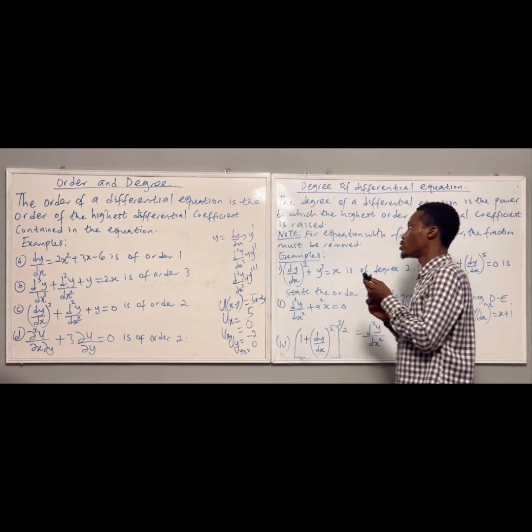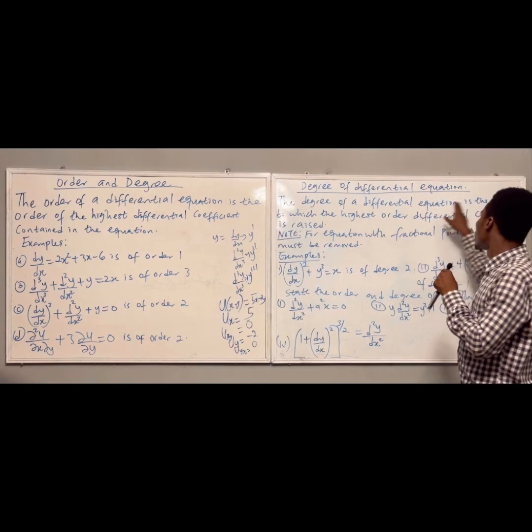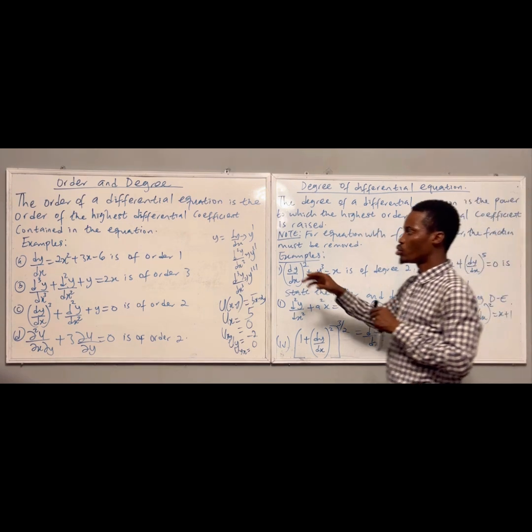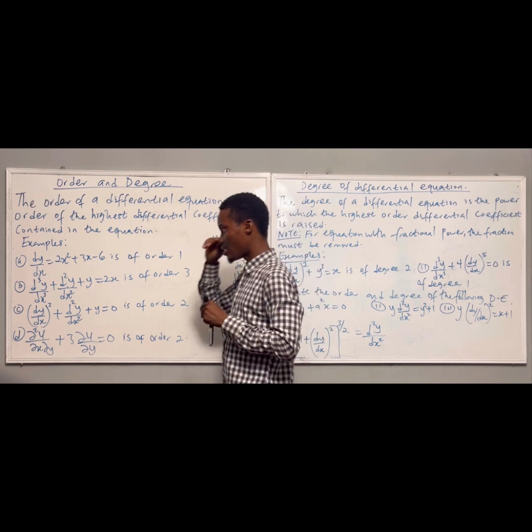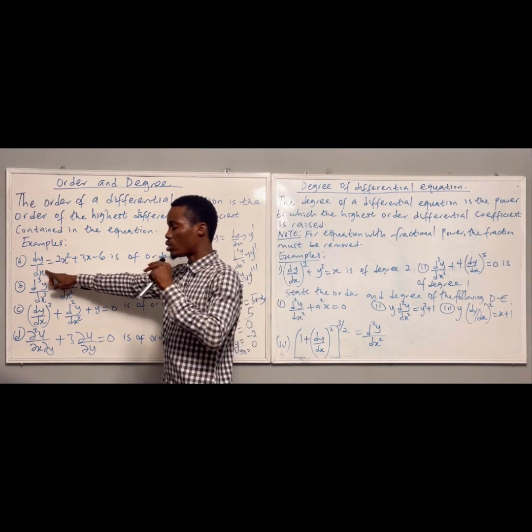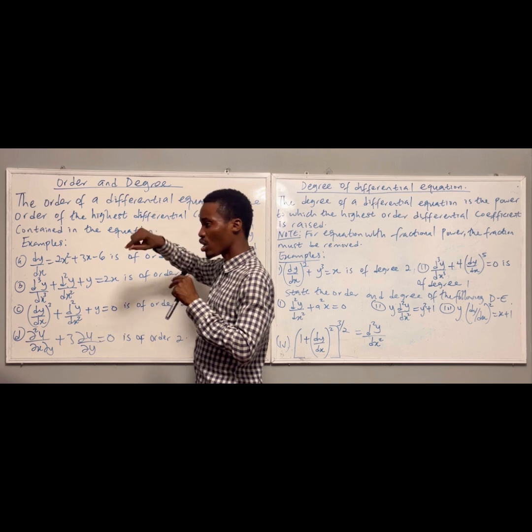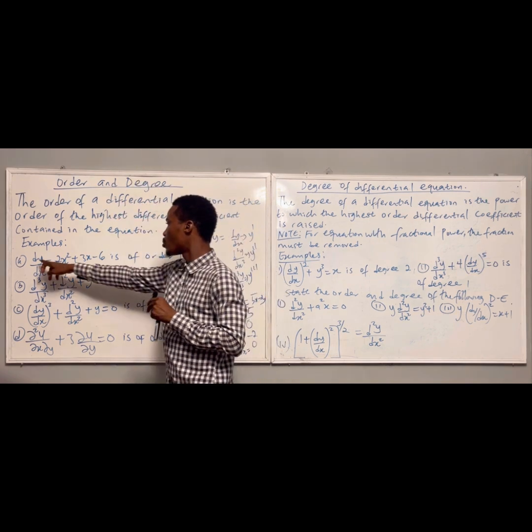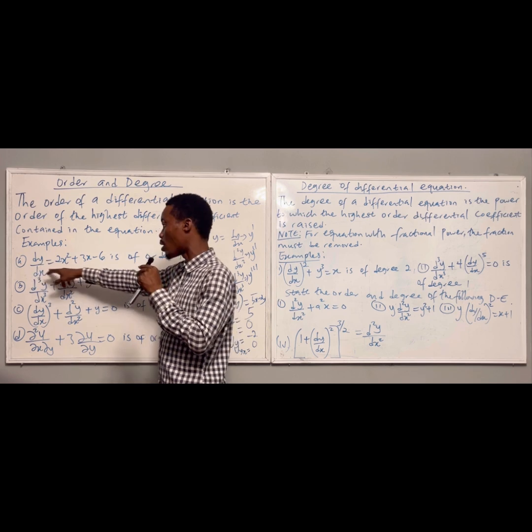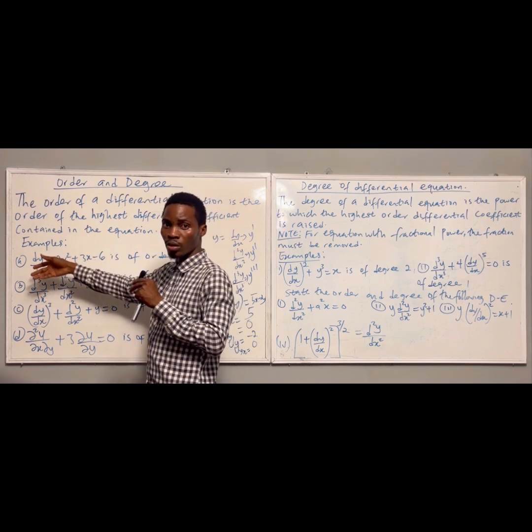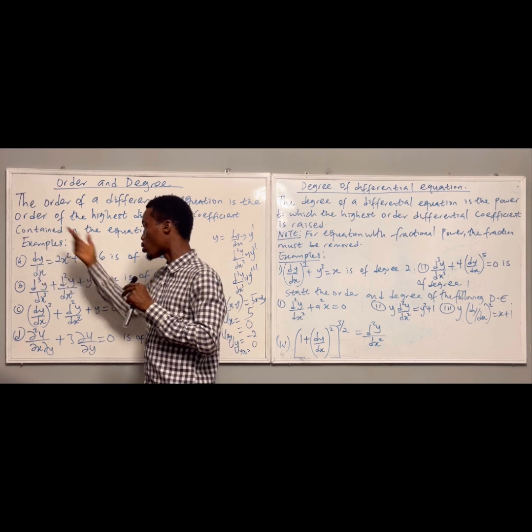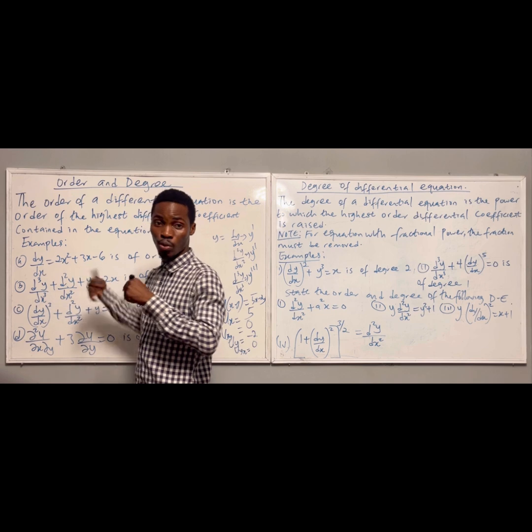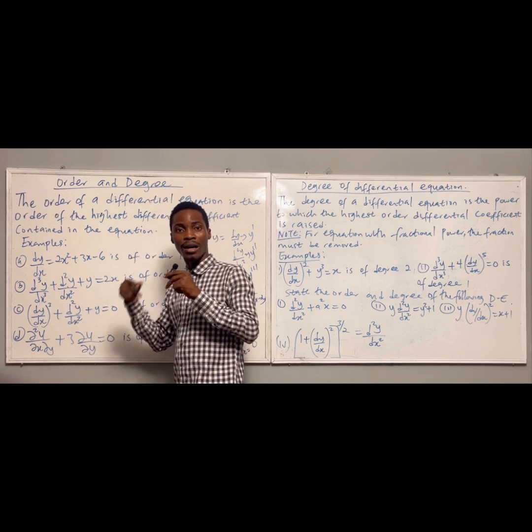So let us now go to degree. The degree of a differential equation is the power to which the highest order differential coefficient is raised. I will use this as an example. You can see that here the order is 1. The power to which that highest is raised is called the degree. Since it's only a first derivative that we have in this equation, the order is 1, so the degree will be 1, because anything raised to power 1 will give us that value.